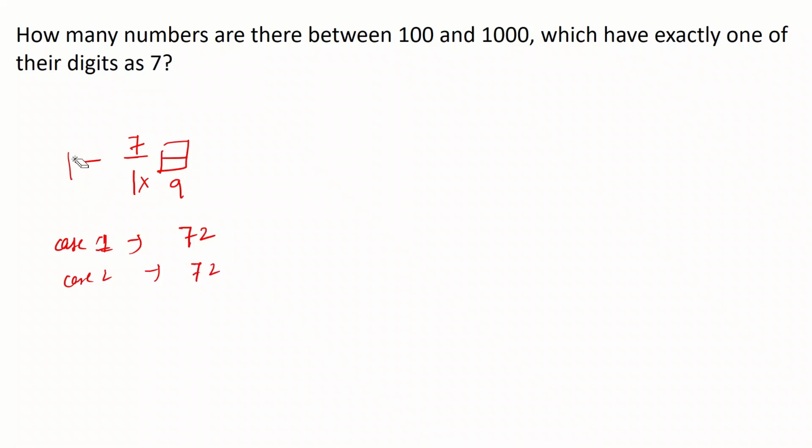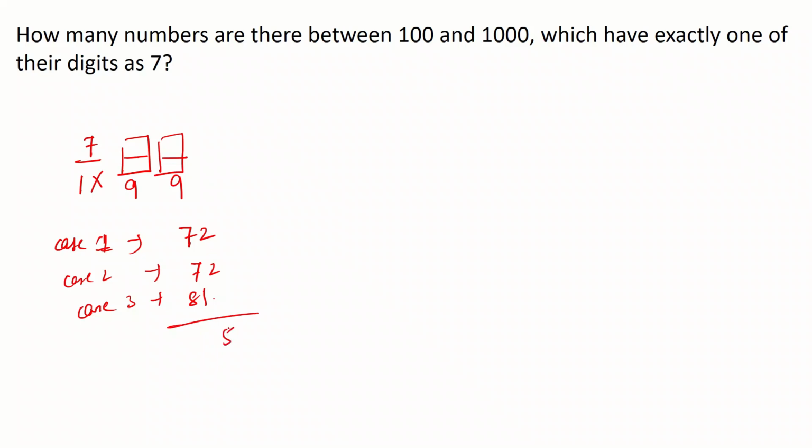Now case 3. Case 3 assumes 7 in the hundreds place. So this can be filled up in one way. This can be filled up in 9 ways, because any number from 0 to 9 except 7. And then this place can also be filled up in 9 ways, because we can fill up any number from 0 to 9 except 7. You can have other numbers repeated, right? So in case 3 we have 81. Alright, so adding them all, we have 225.